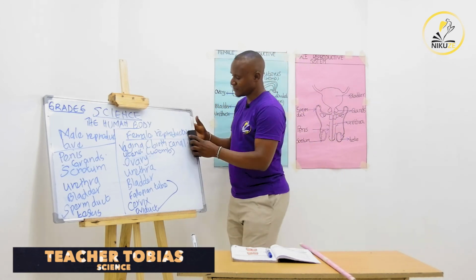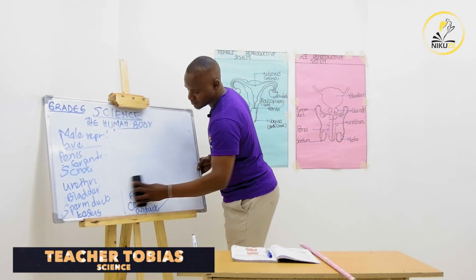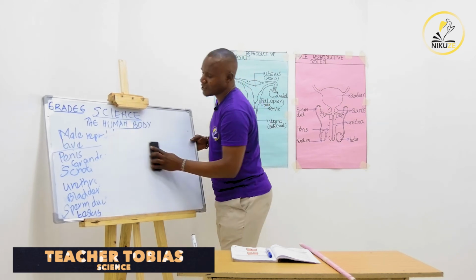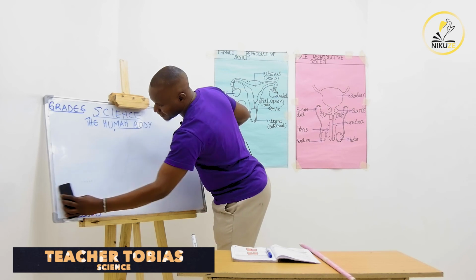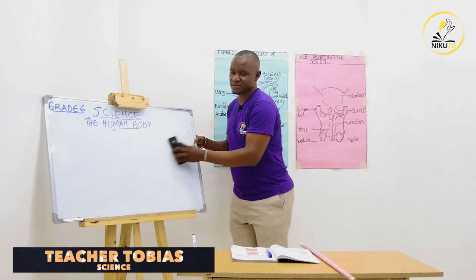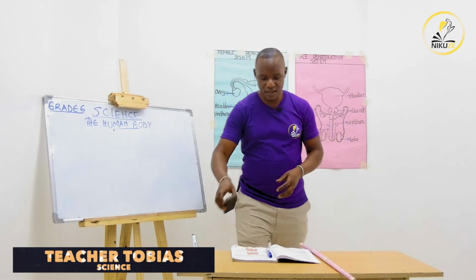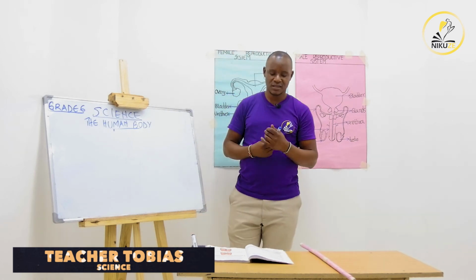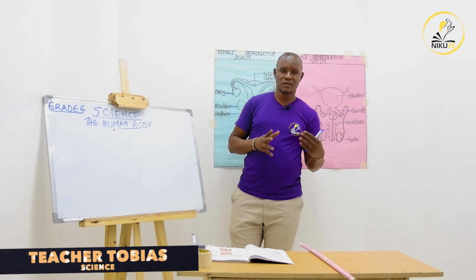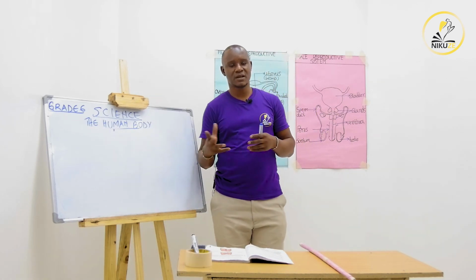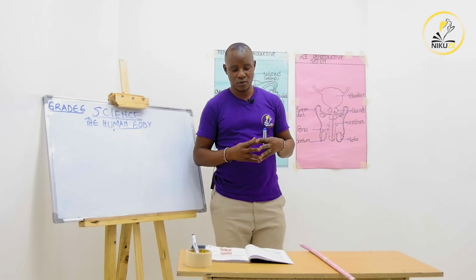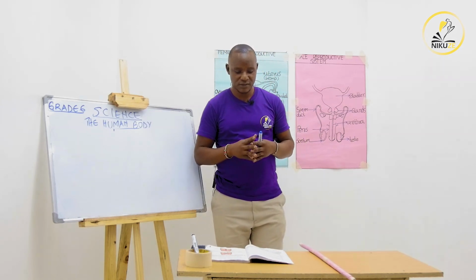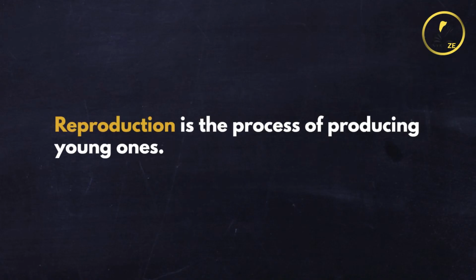What are these things? Number one, we have to remember what reproduction is. Other than remembering what reproduction is, we also have to recall the parts that make up the male reproductive system. And then from there, we also have to consider the parts that make up the female reproductive system. Other than that, we also have to know the male part that produces the sperms and the female part which produces the ova, or ovum in singular. Now we say that reproduction is the process of producing young ones. The process of reproducing young ones is known as reproduction.